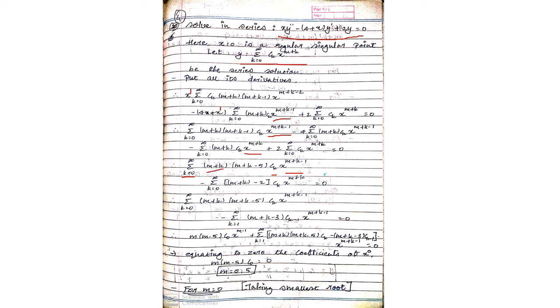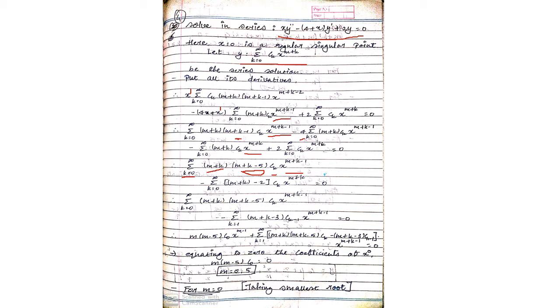That is common. Now next, which one is not common? That is m plus k minus 1, and here minus 4. So m plus k minus 1 minus 4, that will be m plus k minus 5, right? Hope you all got it.